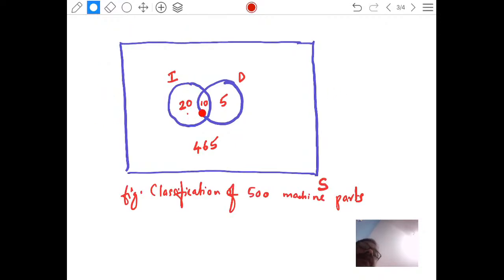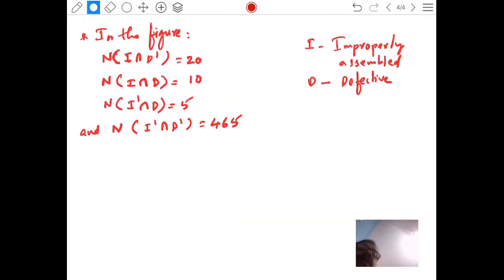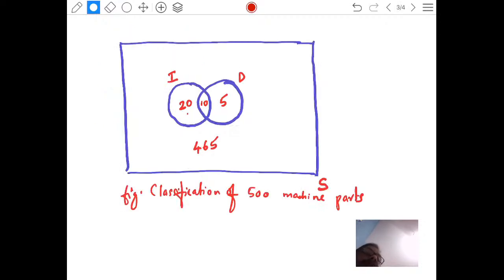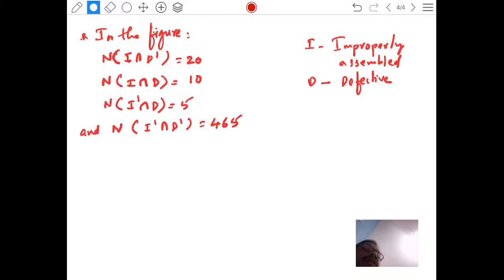So the number is 20. Then the second value, n of I intersection D. So here I intersection D is equal to 10. Let us see in the figure, n of I intersection D equal to 10. So this portion of the Venn diagram, you can see the intersection of I and D, the value is 10. So what does it mean actually? It shows the number of machine parts which are improperly assembled and defective, both improperly assembled and defective.